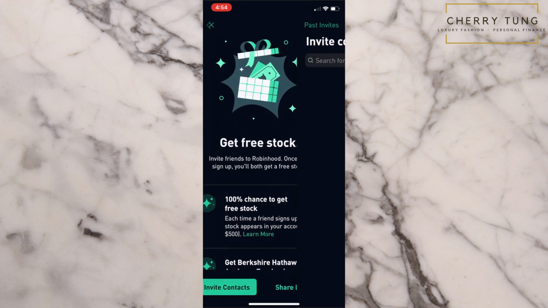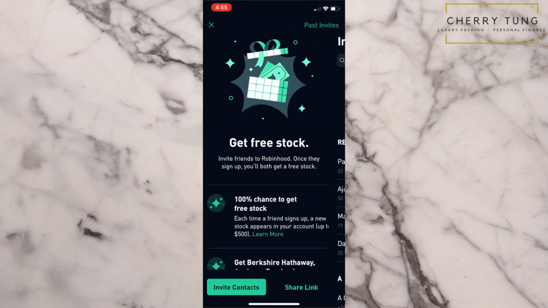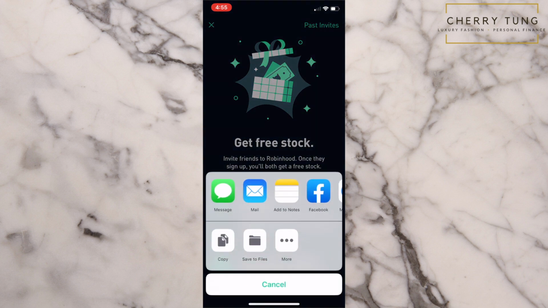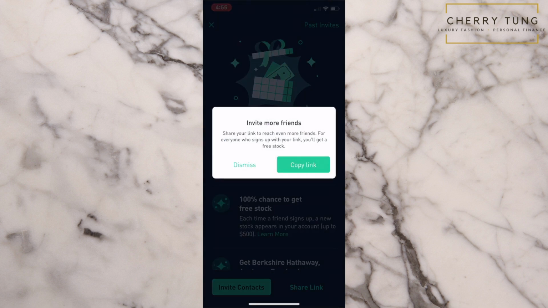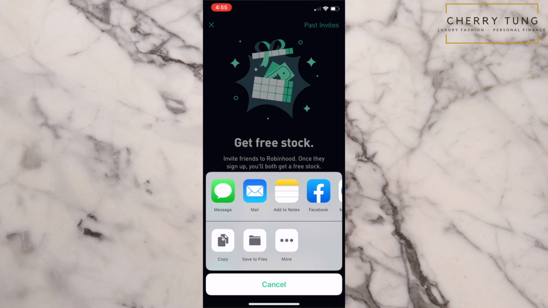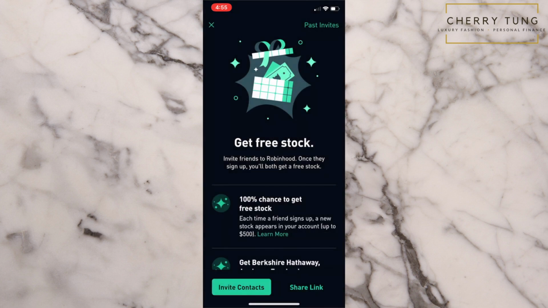So you can invite your contacts over here, or share the link over here. You can just copy it or share it directly to your different social media platforms, be it Facebook, Messenger, WeChat, Google Plus, which is no longer a thing anymore, Weibo, Twitter, Pinterest, wherever you want, and you can get free stock. Just like this. You don't even need to deposit anything.